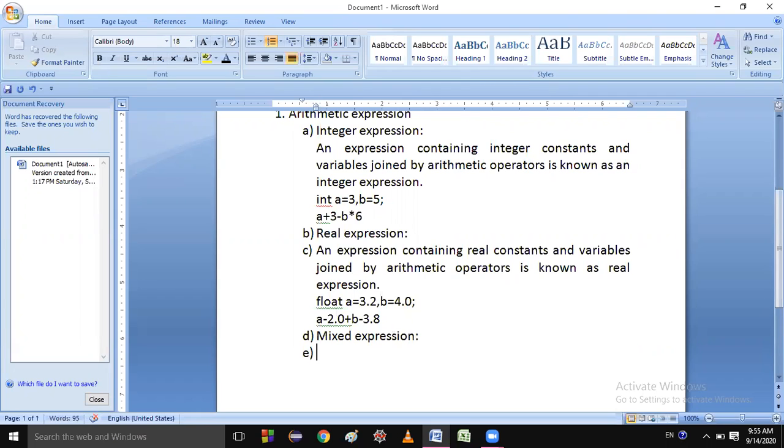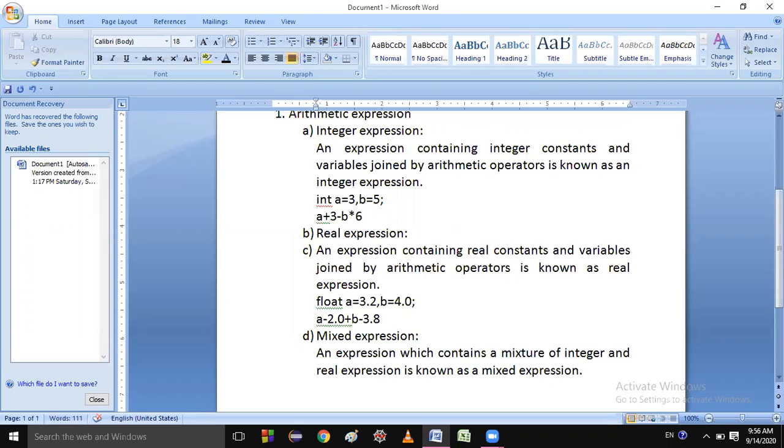What are mixed expressions? As the name suggests, this is a mix of integer and real. Is it clear? A mixed expression is an expression which contains a mixture of integer and real values.